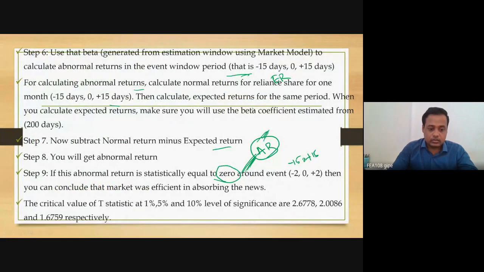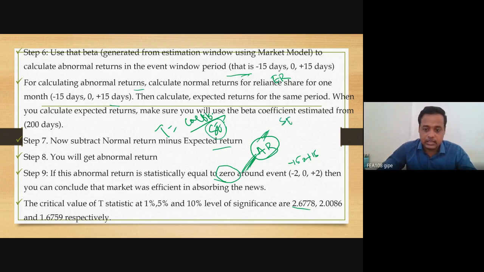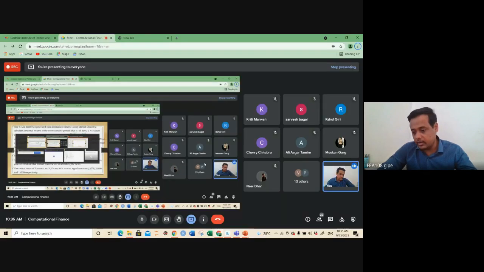Okay. So you can take the T statistics values for significance level from 1.67 to 2.67. The T stat is nothing but the coefficient divided by the standard error. The standard error you will get by running the regression in the estimation window. You use that standard error here, and the coefficient over here is your abnormal return or cumulative abnormal return. So you can see the significance level for abnormal return and for cumulative abnormal return.